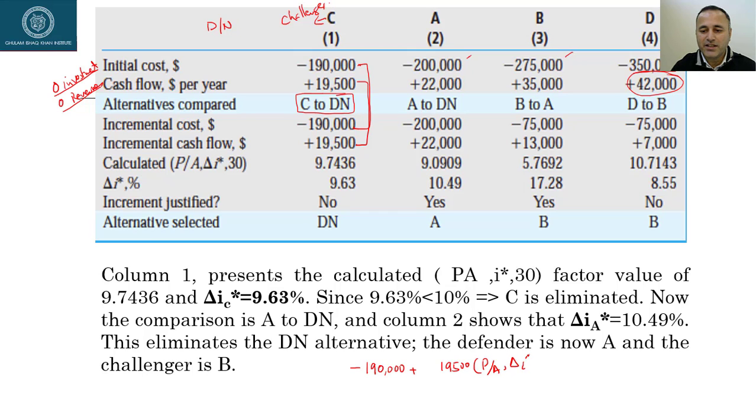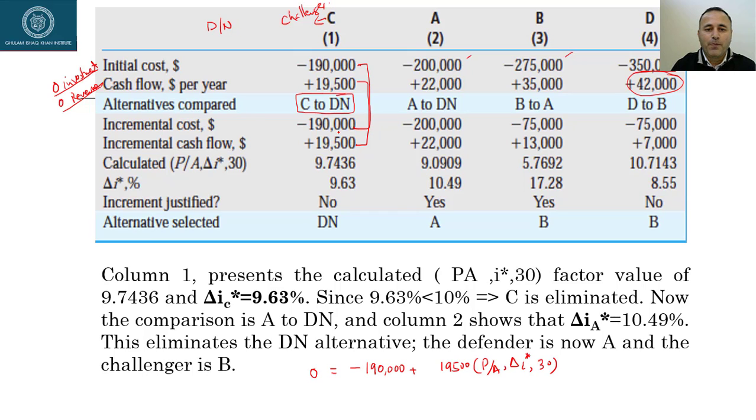Delta i is what I'm interested in, and 30 is the number of years, and then of course I equate it to 0. So what rate will make all the cash flows equal to 0? The present worth of all cash flows equal to 0.